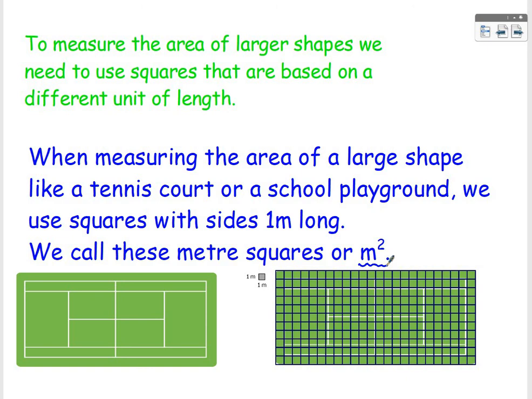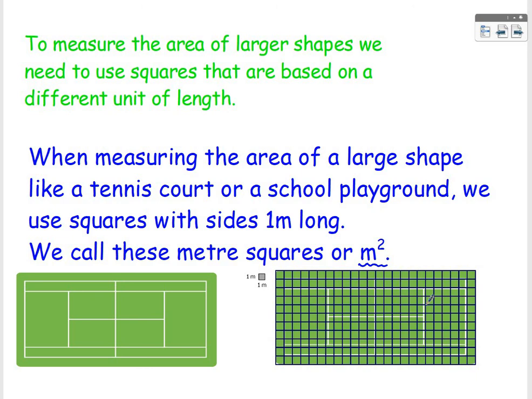Now, you need to appreciate that I've got a diagram on the board of the tennis courts. In real life, the actual tennis courts would be much bigger than this. They wouldn't possibly be able to fit on my board. So this is only a diagram, a scaled down version. But what you've got to see is on the right-hand side, I've drawn it, or superimposed it, onto metre squared.